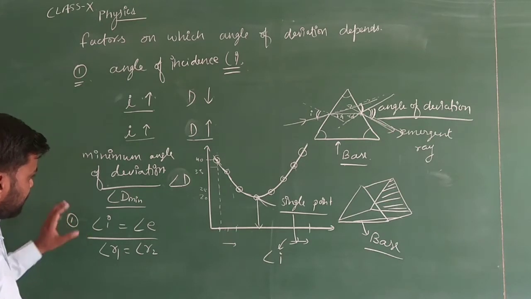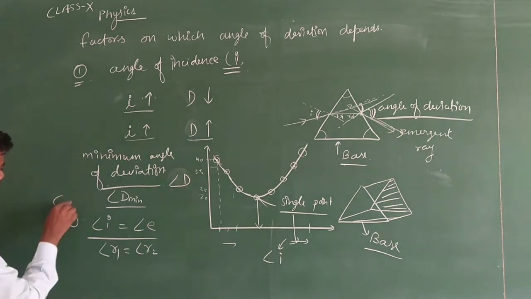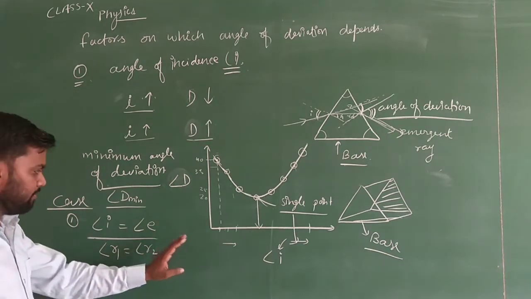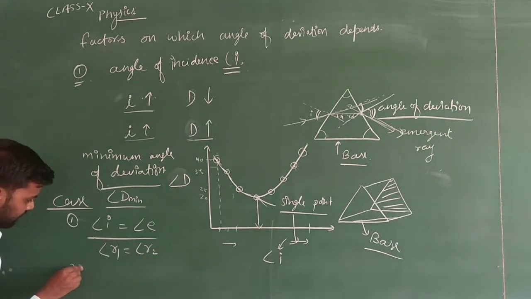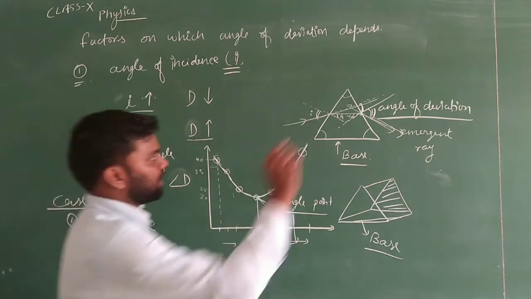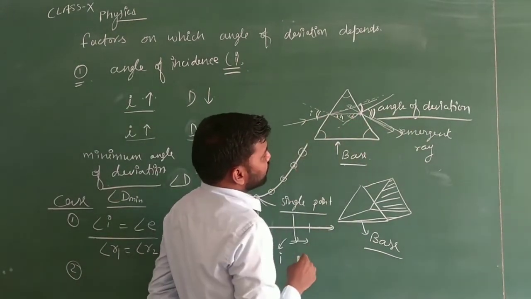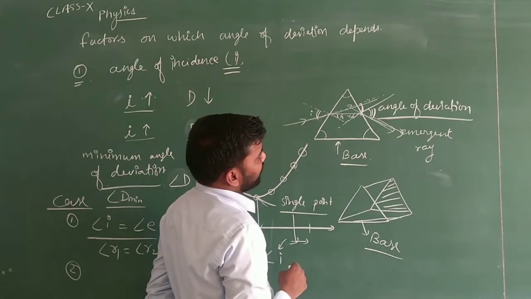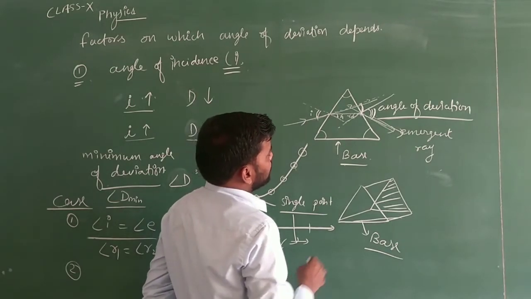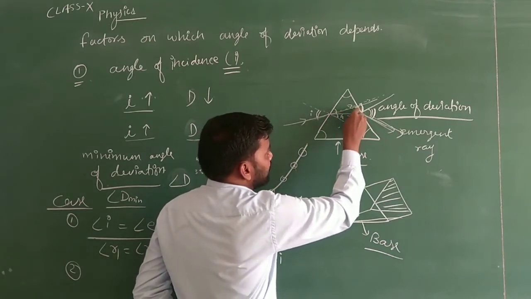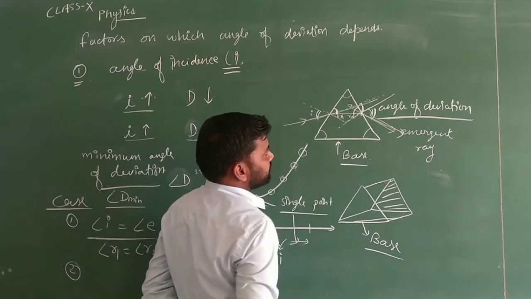Students, we can see that the first case is when the angle of incidence is equal to the angle of emergence. If this angle is equal to this angle, we can clearly see from this diagram that the remaining angle on this side will also be equal.